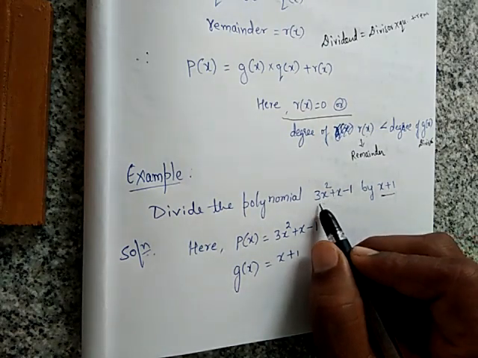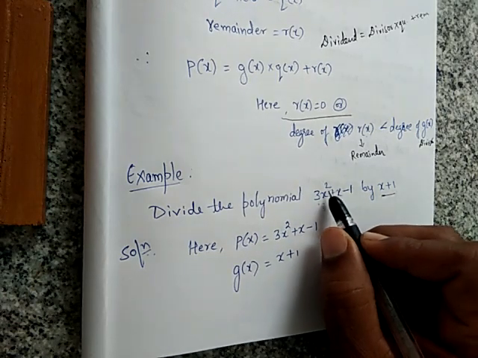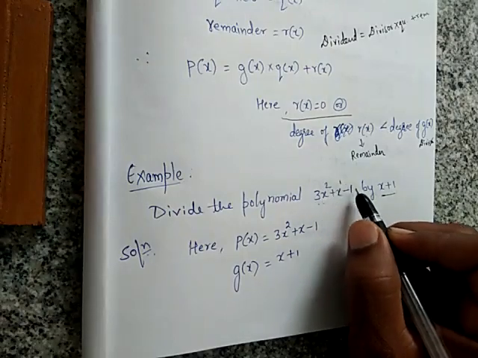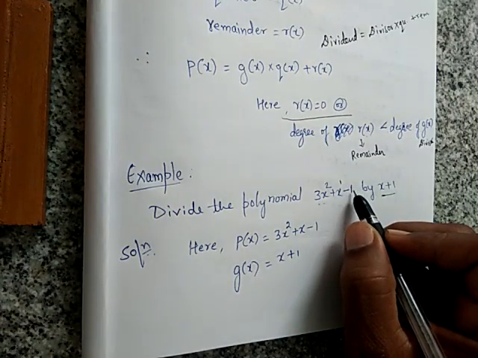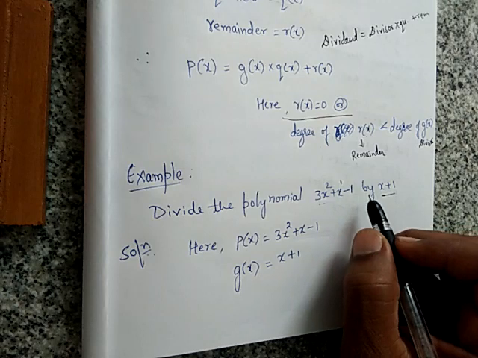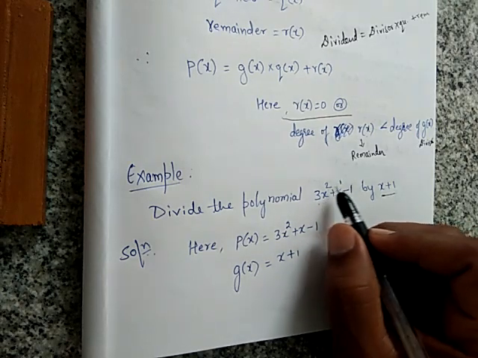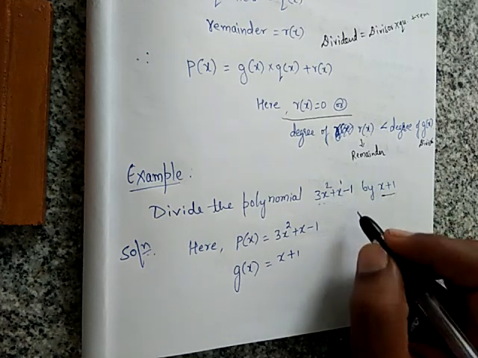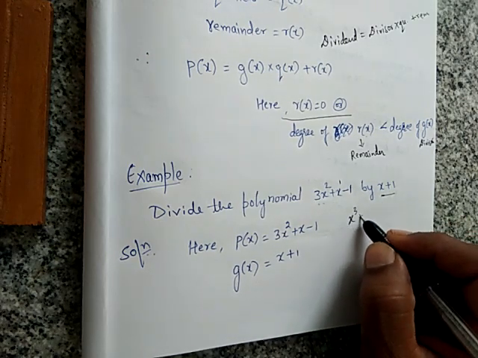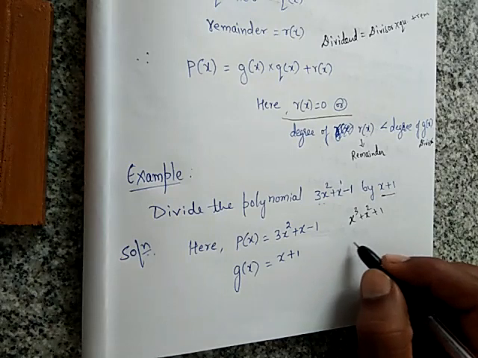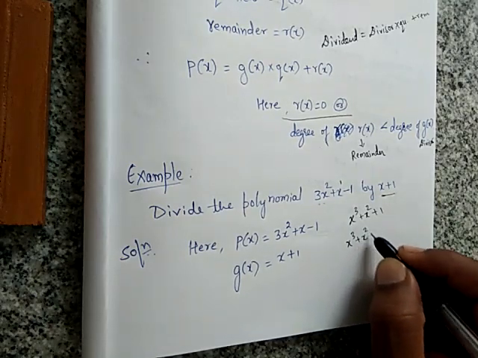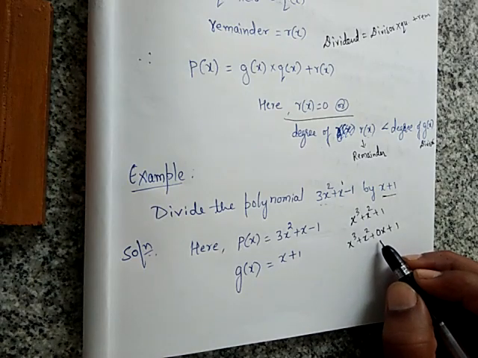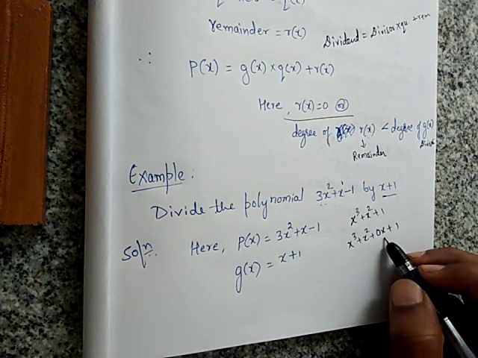So see here, the polynomial is always written like this. What is the degree of x square here? 2. What is the degree of x here? 1. The constant has degree 0, a non-zero constant polynomial has degree 0. So 2, 1, 0, you have written in decreasing order. If a term is not there, suppose x cube plus x square plus 1 is given, you can write x cube plus x square plus 0x plus 1.